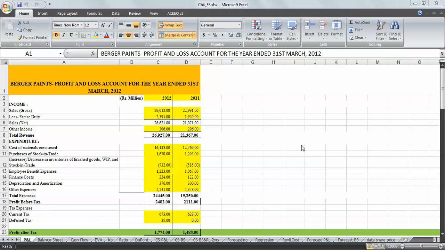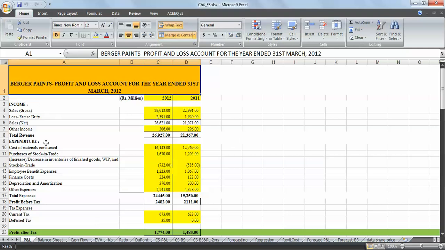Hi, good morning. Today we will discuss the ways to construct a ratio analysis using Microsoft Excel. Now, in the present sheet, you can see the profit and loss account of Berger Paints of 2 years. First one is of 2011 and second one is of 2012. Now, these data we have taken from the annual report of Berger Paints.